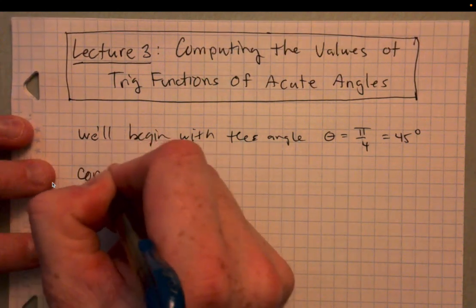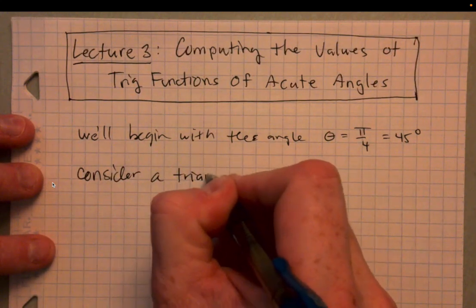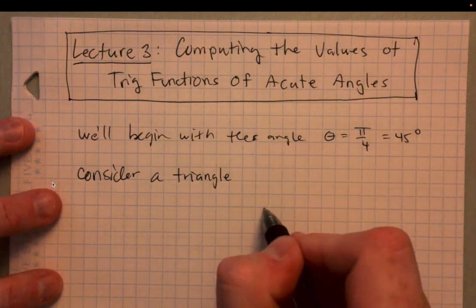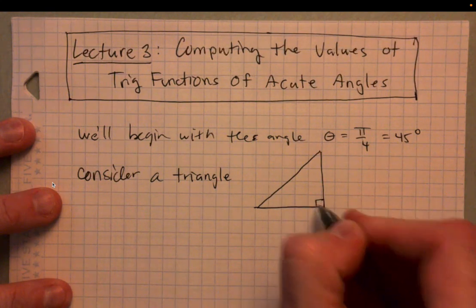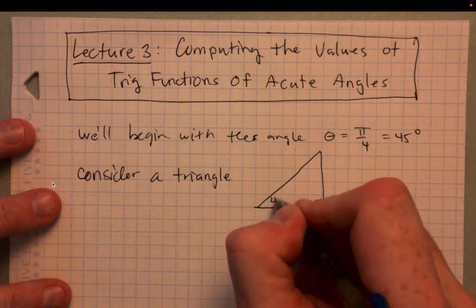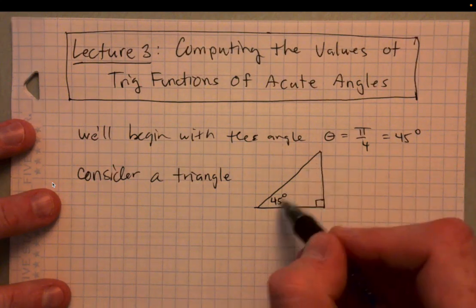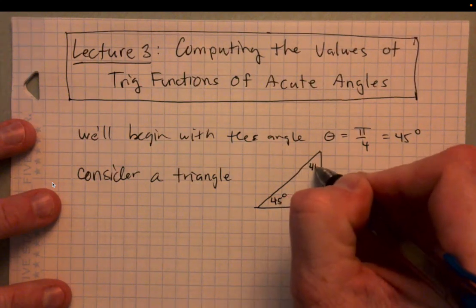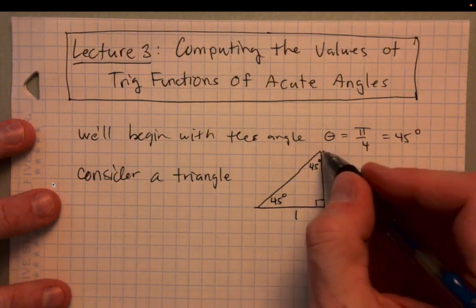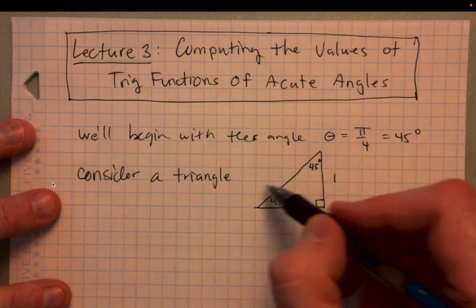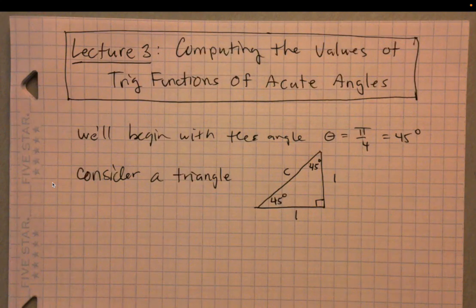So we're going to consider a triangle. Okay, and the triangle I'm going to draw is this one. It's obviously a right triangle, and these angles are 45 degrees. Now we know if this angle is 45 degrees, then that one must be also, because they sum to 90 degrees. Then I'm going to make the two sides equal to 1, so these will have the same length. And then this hypotenuse is unknown. We need to figure out what this hypotenuse is.